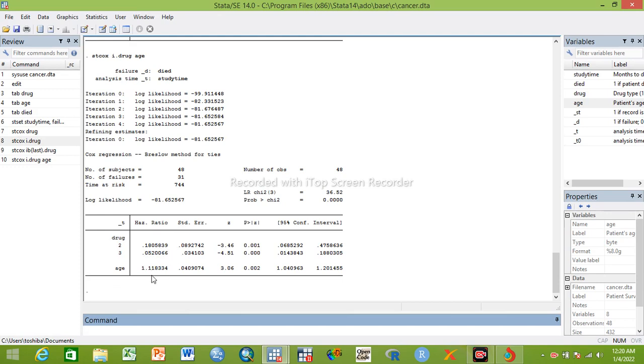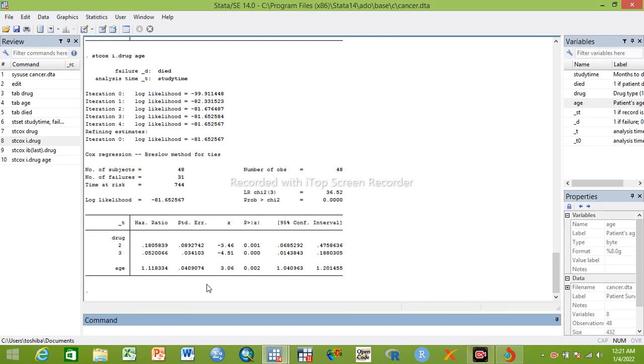So in the case of age, it is positive. Since the hazard ratio is greater than 1, it is a risk factor. So as age increases, the hazard increases by 1.12 times. So age increase means individuals are more likely to die. So this is positively, this negatively affects the hazard of death. So this is multivariable Cox regression analysis.